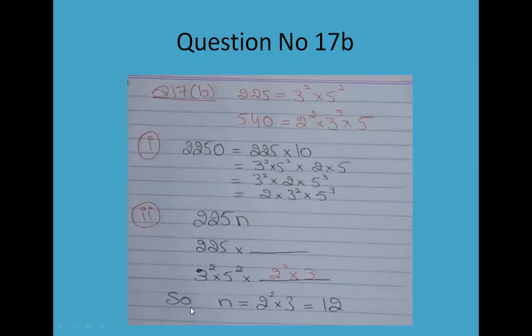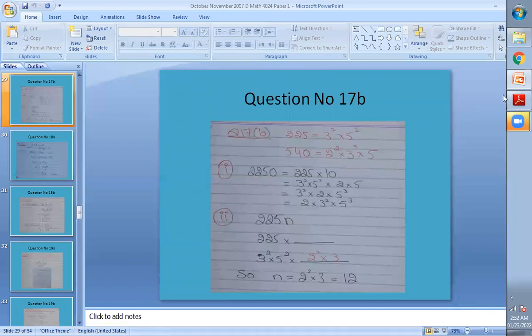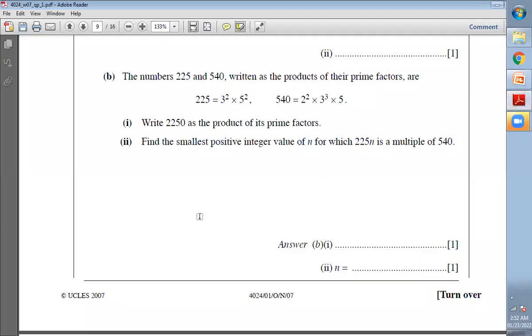Okay. Then they ask you, find the smallest positive integer value of n for which 225n is a multiple of 540. So I will write the factors of 225 and n. It must be a multiple of 540, so the factors of 540 should appear here, and factors of 540 are given here. You can see that. Okay. So they should come in this number. So this is how you will try to find out the answer.